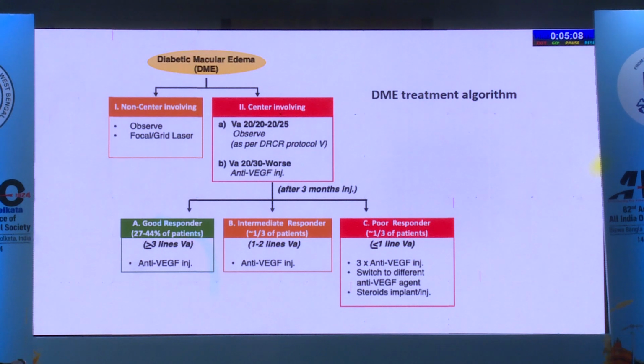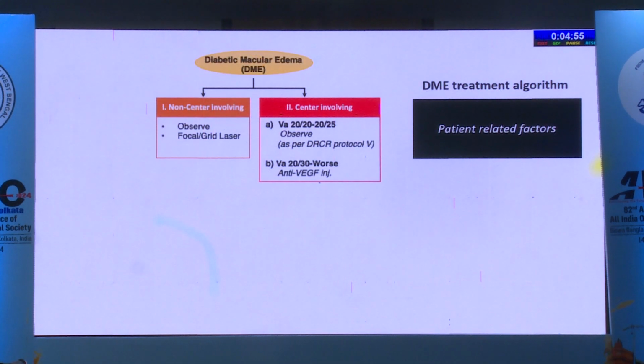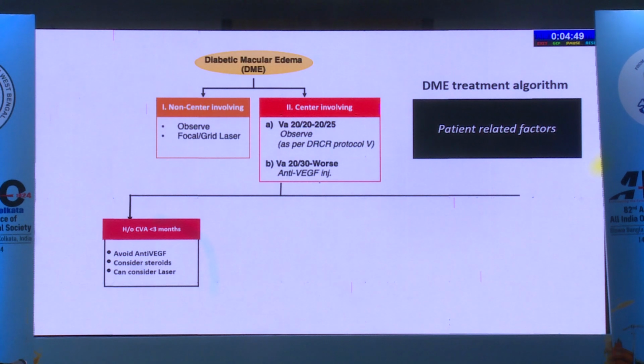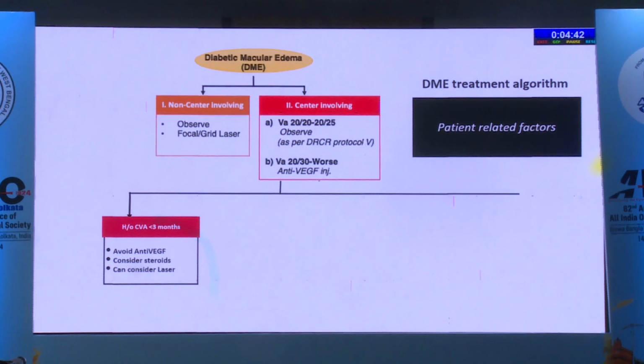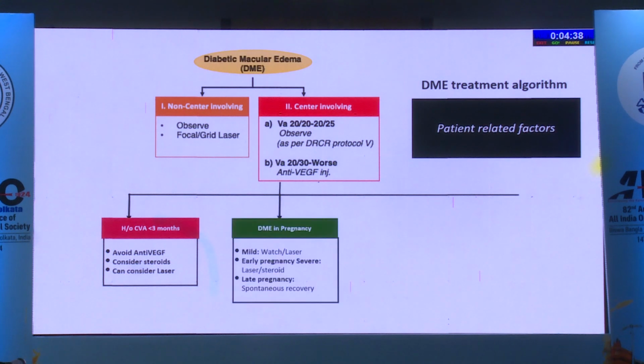Good responder, you can continue anti-VEGF. If it's a partial responder, you can still consider continuing. If it is a poor responder, you can switch to another agent, or you can think of using a steroid. How to determine which one to do? There are certain patient-related factors you can take into account. If a person had a recent history of cerebrovascular accident less than 3 months old, you avoid using anti-VEGFs. You can consider steroids. You can also consider laser.